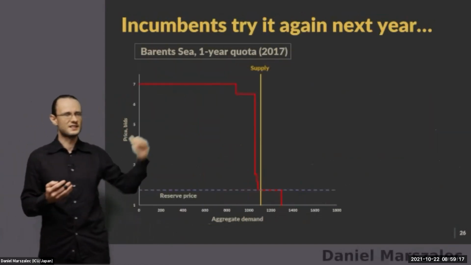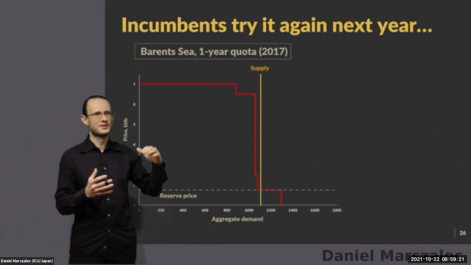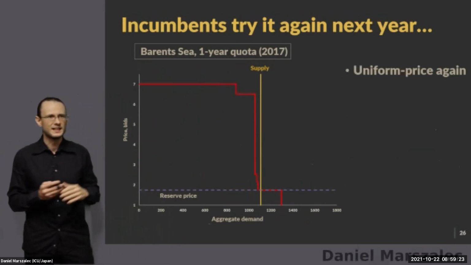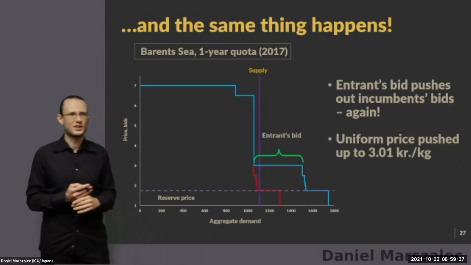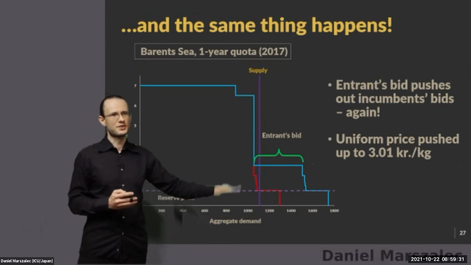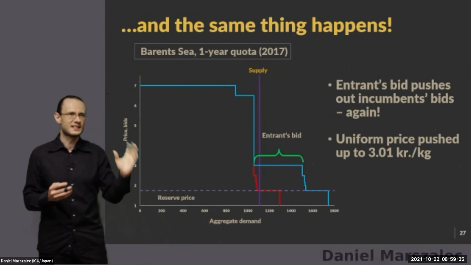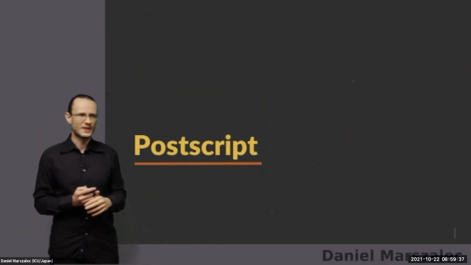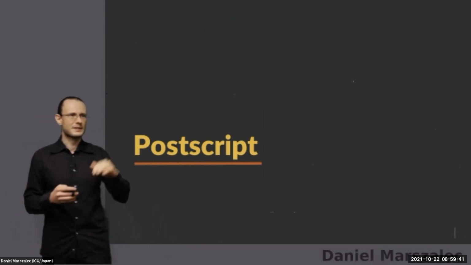The next year they tried this again, and if you look at our paper, we have a lot more examples of this, but we can only cover 2 today. Same thing happened, uniform pricing, market would have cleared at reserve. There was another entrant, a different one, who again pushes up the price, but wins such a tiny proportion that again they cannot enter.